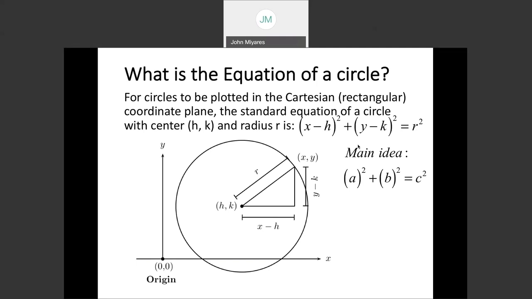If we look at the base, the horizontal distance can be measured as x minus h, and the vertical distance can be measured as y minus k. This will create a right triangle with hypotenuse r. Applying the Pythagorean theorem, which we normally know as a squared plus b squared equals c squared, by labeling a equals x minus h, b equals y minus k, and c equals r, this quickly simplifies from a squared plus b squared equals c squared to the equation we see for the circle here: x minus h all squared plus y minus k all squared equals r squared.